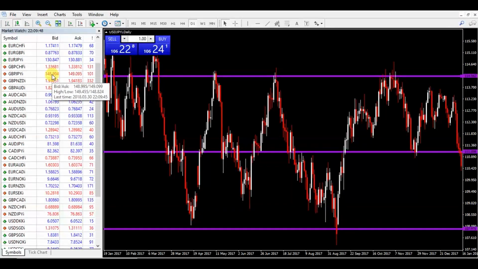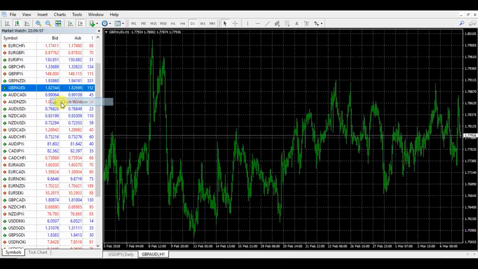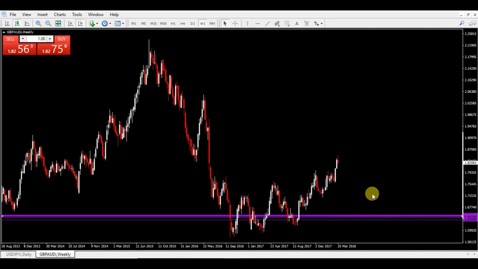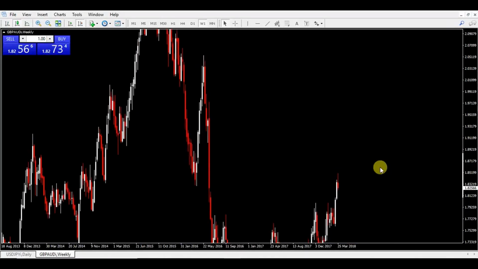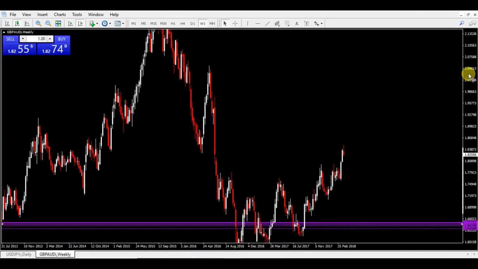Let's pull up pound AUD. All right. So notice I'm on the weekly. Pound AUD on the weekly. All right. So that's where we start. And looking at where current price is, right there, okay? We only care about support resistance areas that are relatively close to where current market price is, so we can find our trading opportunities to get in the market within the week.